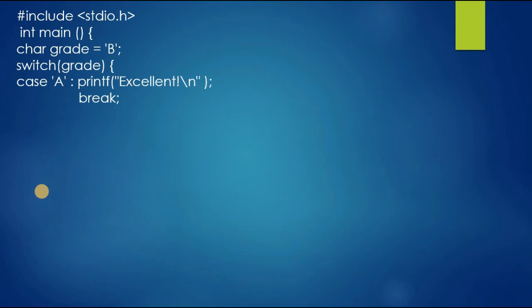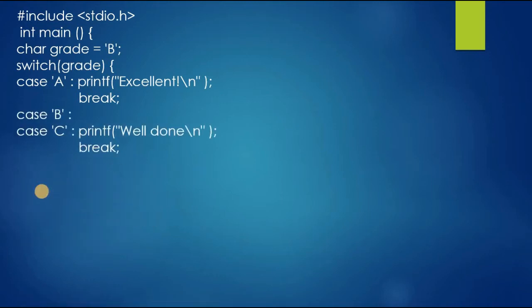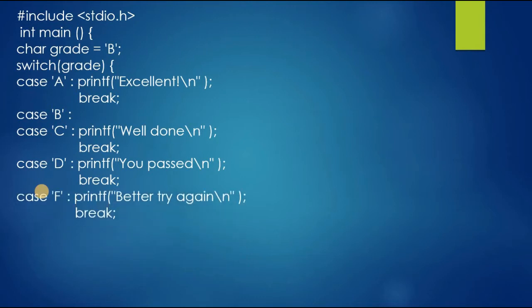We have written our first case, case A, and we gave a printf statement there: printf excellent. Then break will come. Then we have two cases here, case B and case C, and the printf statement for B and C is well done, then break will come. Then case D, in case D we have written you passed and a break will come. Then case F, in case F we have written better try again and a break statement comes.